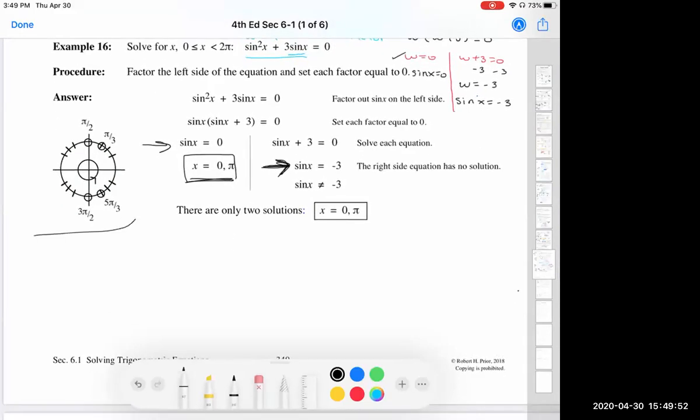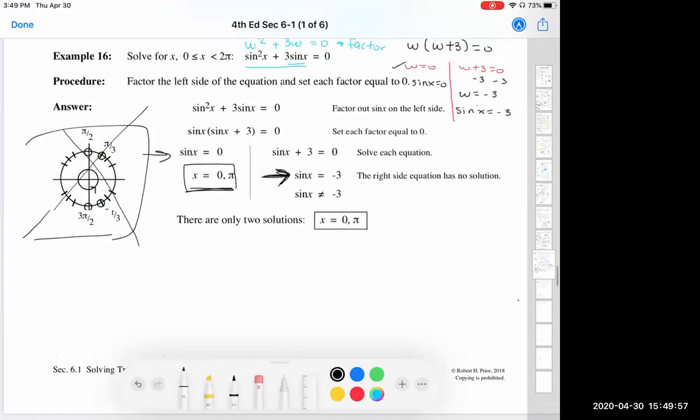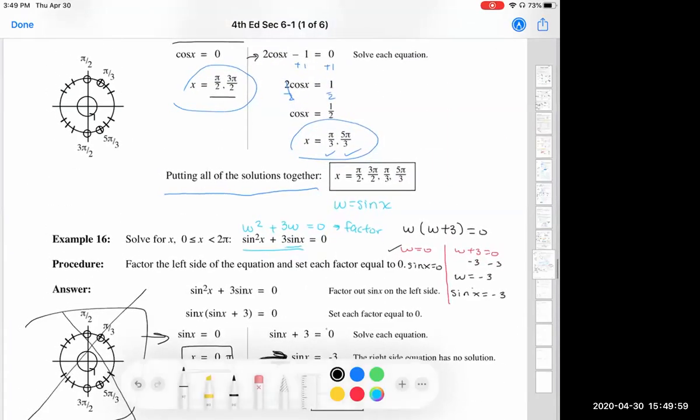I don't know why this picture's here. I don't think that should have been there. I think that's just the picture from the example above.